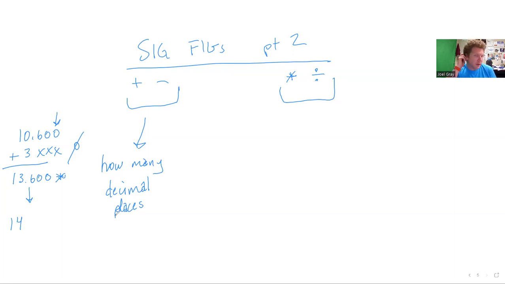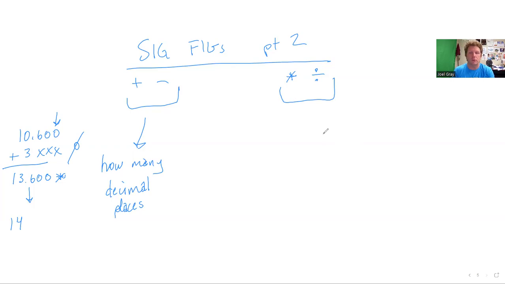Because you are focused on how many decimal places. And the number that has the fewest decimal places is the one that's going to determine how many decimal places your answer has. So when it comes to SigFigs for addition and subtraction, you're not so fixated on the number of significant figures as you are on decimal places. So think addition and subtraction, decimal places.